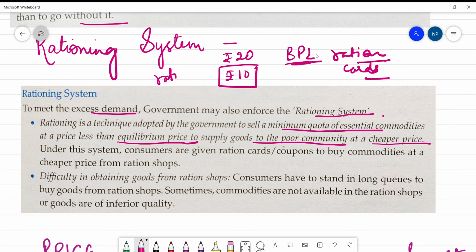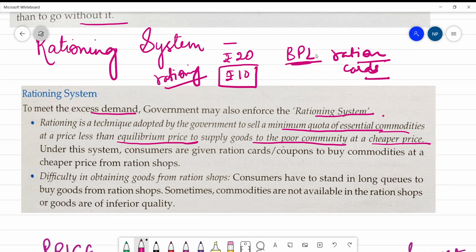This is known as rationing, where the government buys all the products and keeps them, and tries to supply the purchased goods, the purchased wheat, jowar, bajra, rice, anything the government purchases, at a lower rate to meet the minimum quota of essential commodities. Minimum quota means how much food is required for a particular person, how many calories are required on a particular day. Accordingly, the government sets the price.